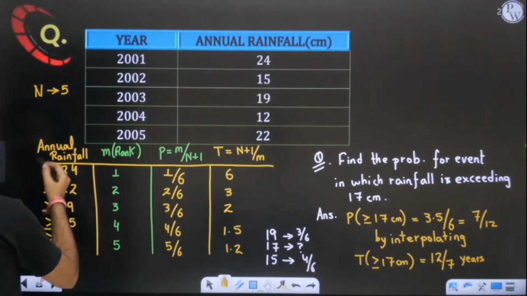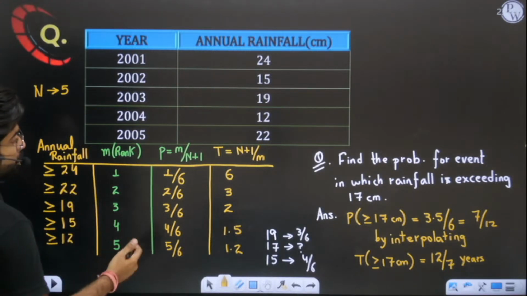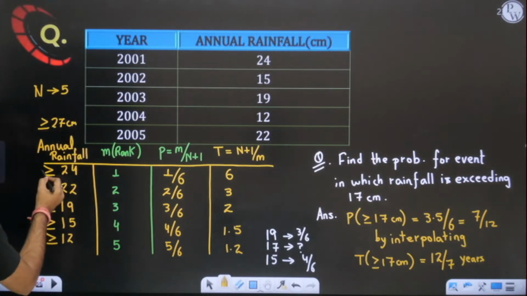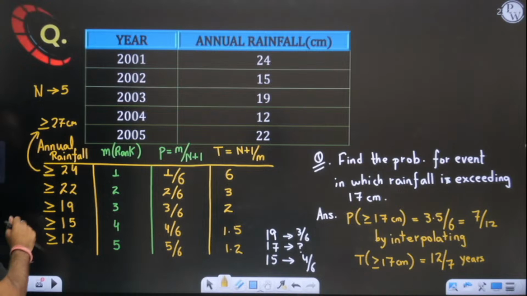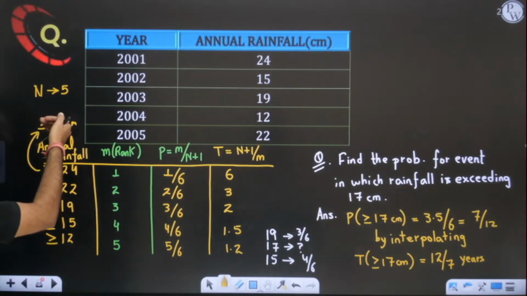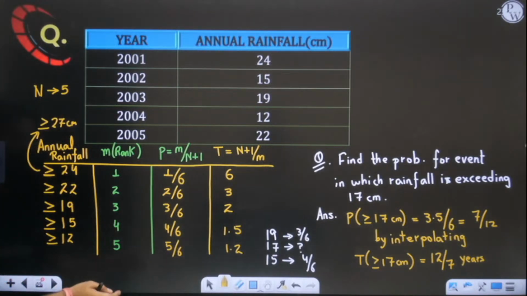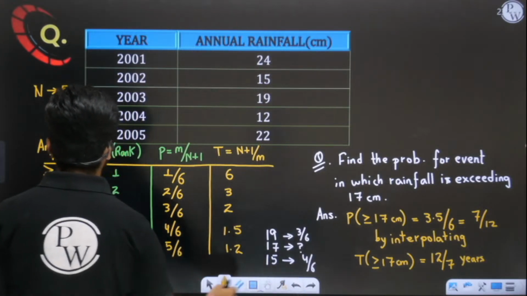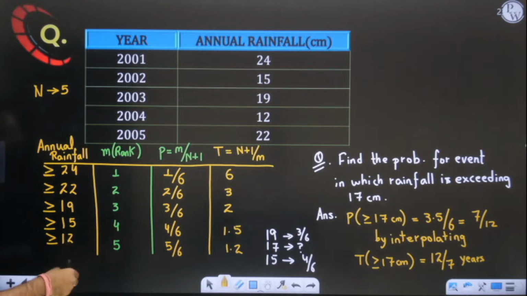Let us say we are interested in finding the probability for rainfall event greater than 27 centimeter. So this 27 centimeter is above this 24. So this data is going beyond. So we have to do extrapolation. So whenever my data is going outside, I have to do extrapolation, and whenever my data is within the table, then I have to do interpolation.